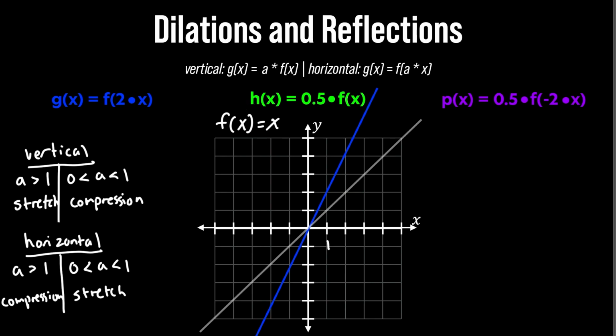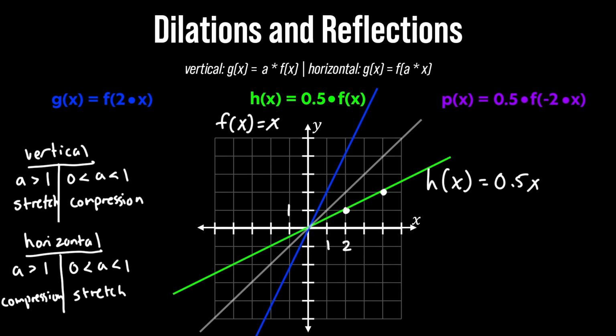Because the parent function f of x is equal to x, h of x is essentially 0.5x. So the slope is 0.5. So that means for every 2 in the x direction, we're going to have a point of 1 on the y. So the graph is going to follow the points here. And sure enough, the line looks something like this. This is h of x.